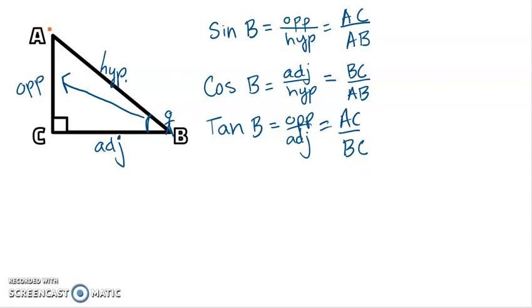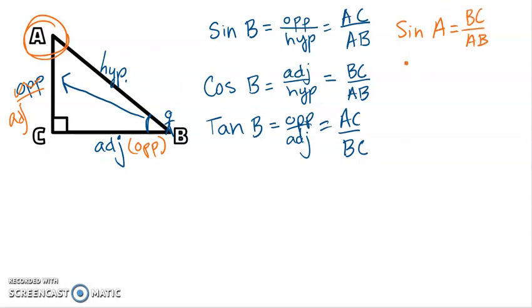Now if I were to switch it up and instead look at angle A here, so if I were to find the sine of A, then I need to evaluate where my things are. So hypotenuse is still the hypotenuse right here, but my opposite side is not the opposite side anymore. This is the adjacent side to A. And then this one that was adjacent to B, this is the opposite side with respect to angle A. So the sine of angle A is still going to be opposite over hypotenuse, but that is going to be now BC over AB.